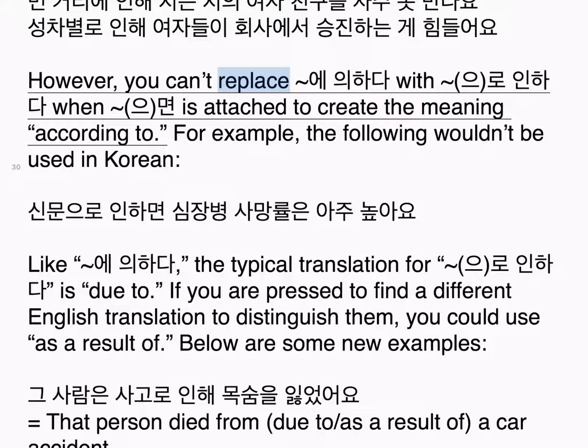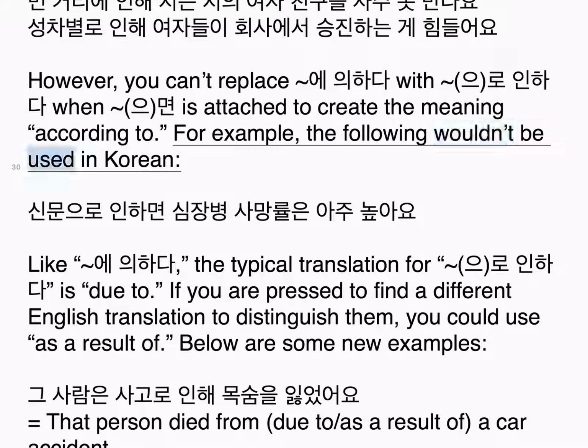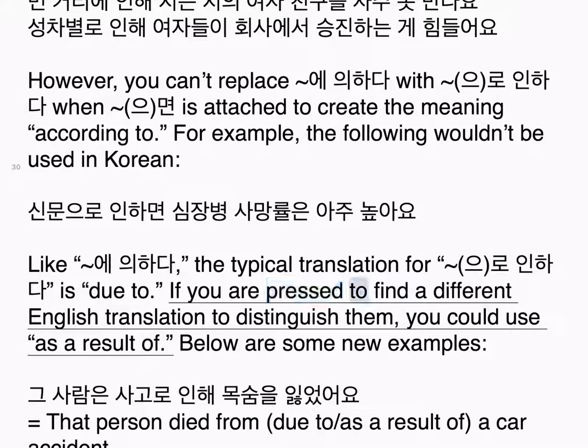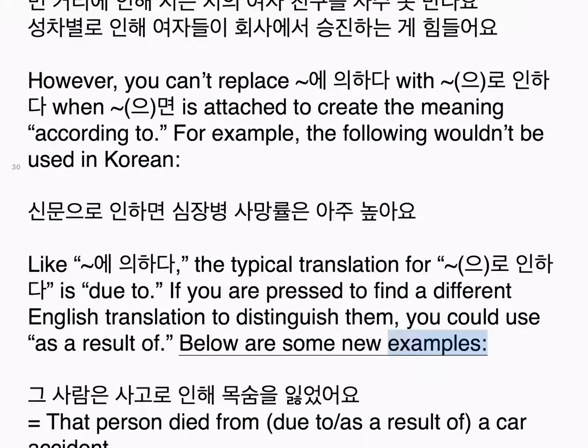However, you can't replace 에 의하다 with 으로 인하다 when 으면 is attached to create the meaning "according to." For example, the following wouldn't be used in Korean. 신문으로 인하면 심장병 사망률은 아주 높아요. Like 에 의하다, the typical translation for 으로 인하다 is "due to." If you are pressed to find a different English translation to distinguish them, you could use "as a result of." Below are some new examples.